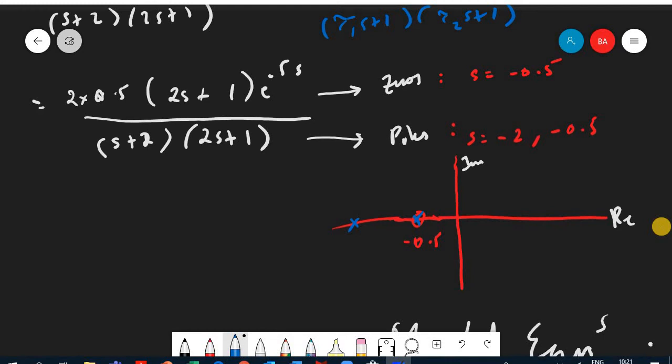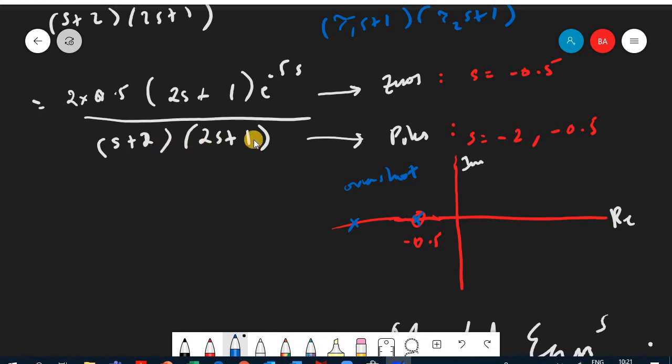And in this case, can you remember this overshoot or undershoot? Can you remember that? It's going to be an overshoot. If it's on that side, it's an overshoot. And in this case, there will be an overshoot. And this is not oscillatory because there are no complex roots.